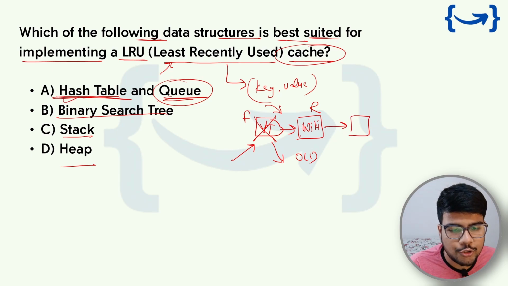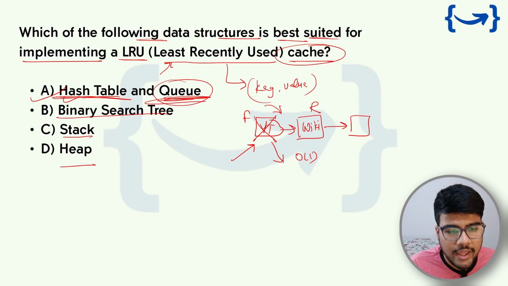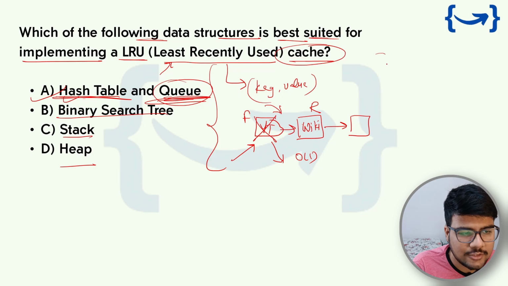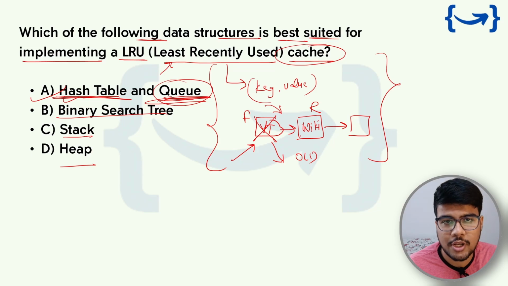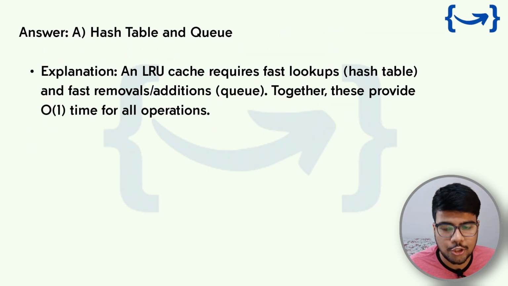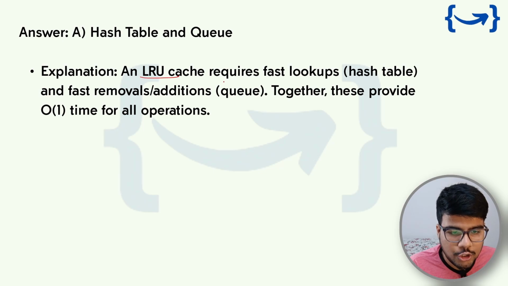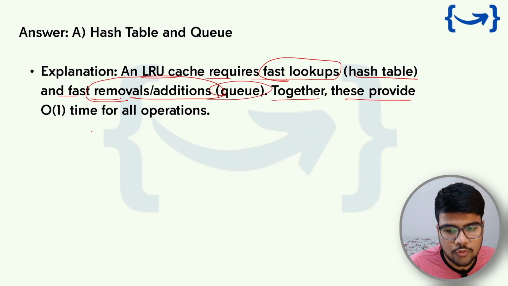So hash table and queue will be the suitable answer for this. So A is the right option. Why I am explaining this as we are moving forward with the question is because these things will fit into your mind: how we can fetch out the best possible answer which suits our particular question. Is it? So now, hash table and queue explanation. An LRU cache requires fast lookups, as I said, so hash table, and fast removal and addition, that's why you're using queue. Together, these provide O(1) time for all operations.